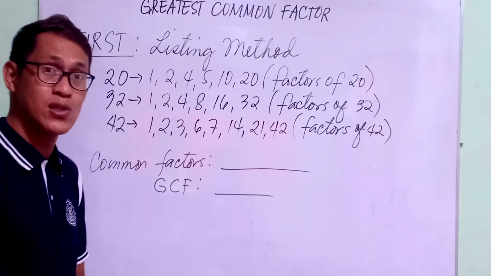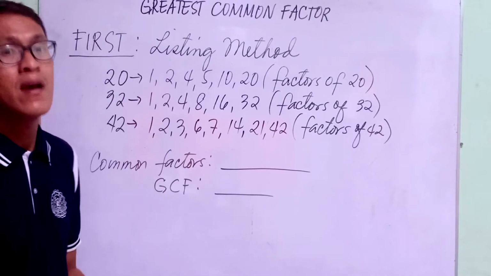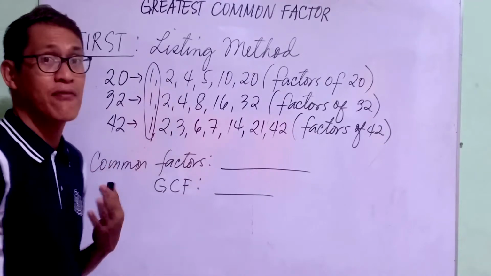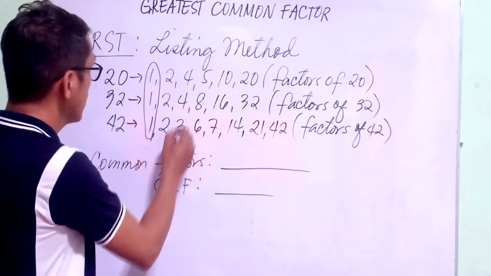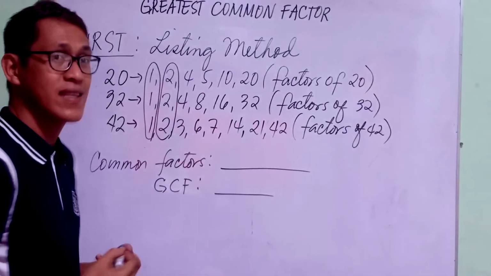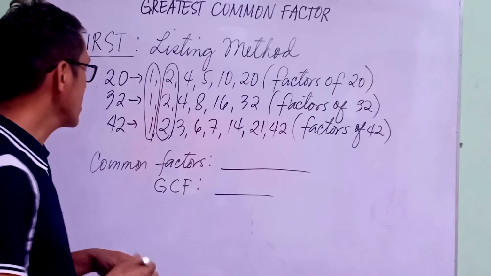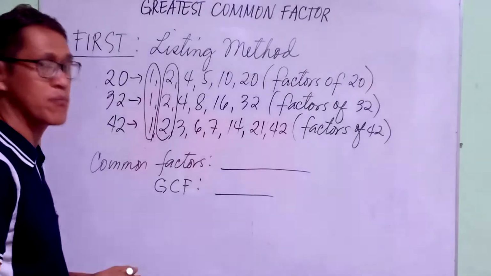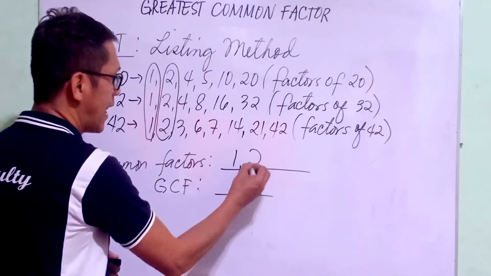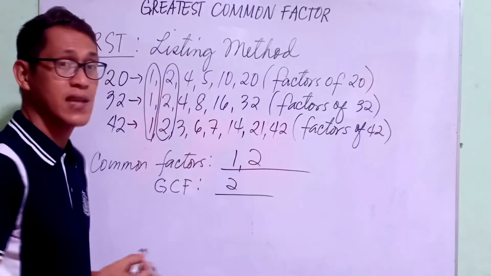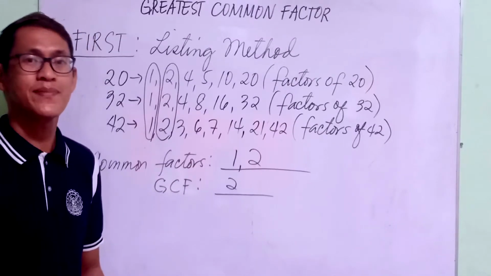The next thing for you to do is to get their common factors. So all the 3 numbers have factor 1, 2, what else can you see? No more, right? So the only common factors of these 3 numbers are 1 and 2. The bigger is 2. So that is our greatest common factor.